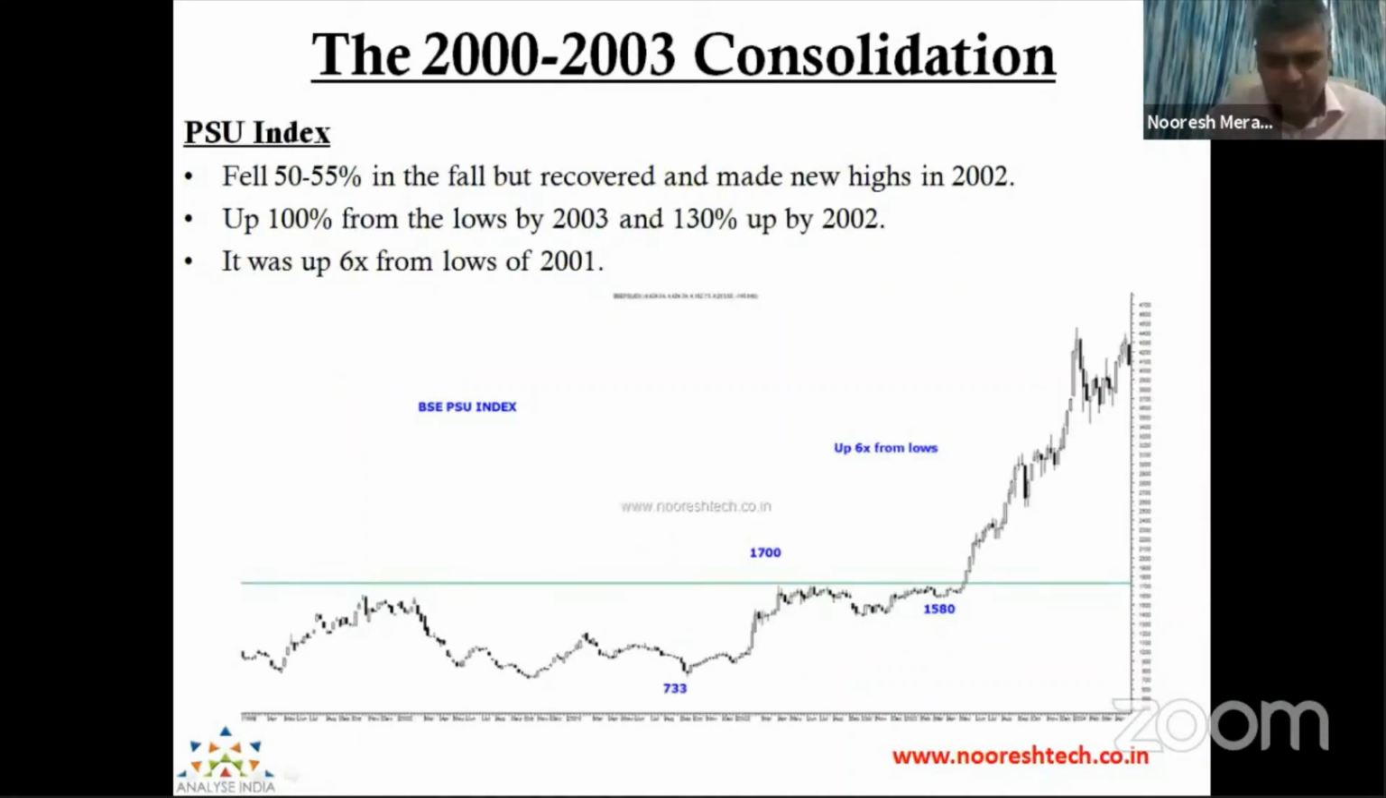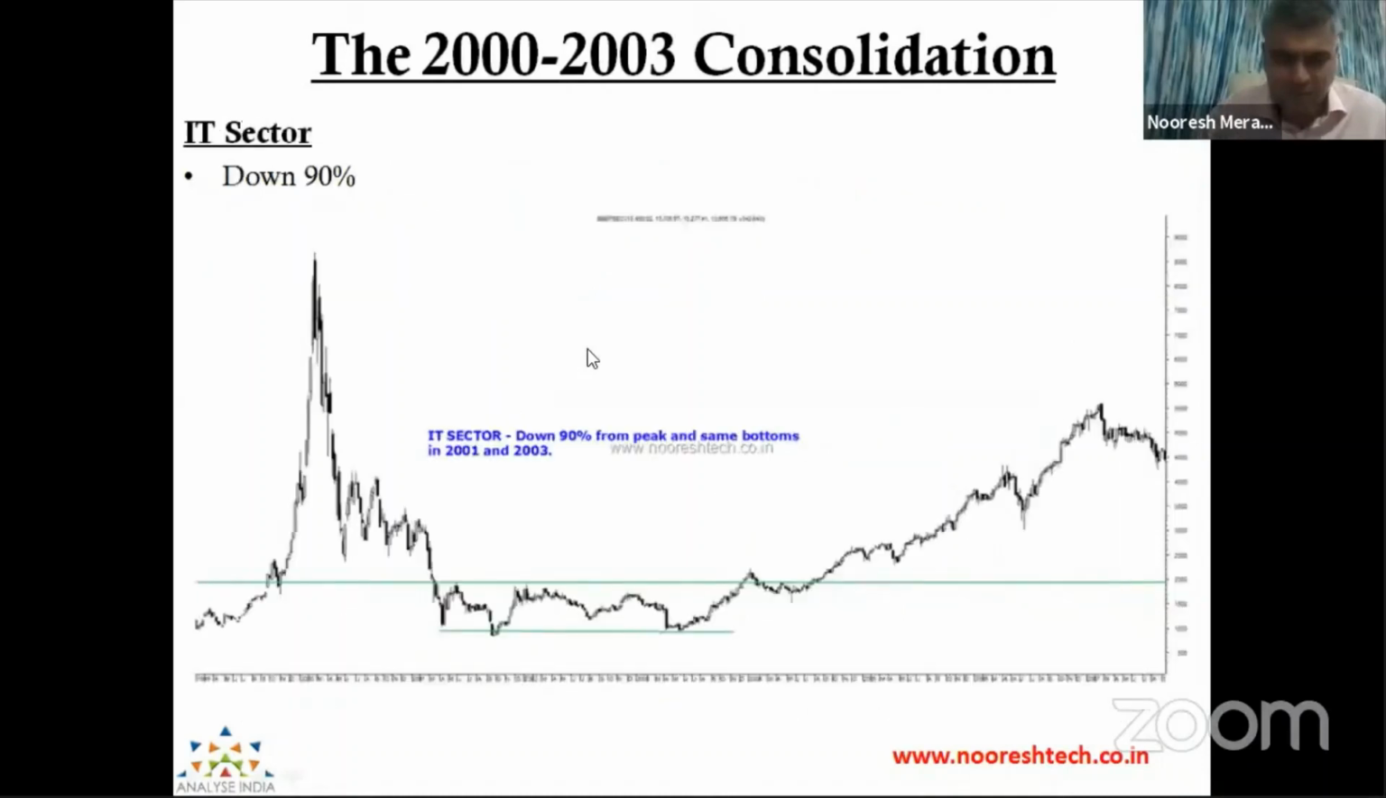Same with the PSU index. So the index fell relatively lower. It fell 50-55%. Recovered from 733, recovered almost double from the lows by 2002. It was up 130% from the lows. And by the time you made a double dip in 2003, it was up 100% from the lows of 2000. This index went up 6x from the lows of 2001. So PSU was one of the most surprising moves of 2001 to 3 and 2003 to 7, one of the biggest surprises, and did really well over the next few years.